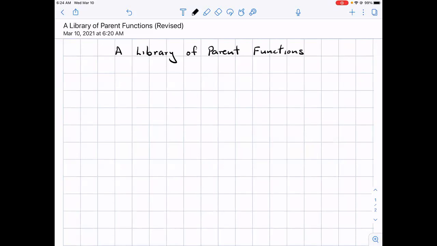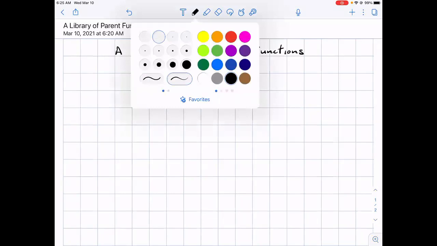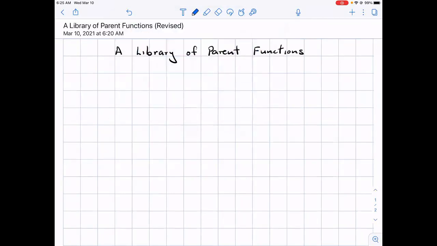We'll start off with the linear function. When we speak of a parent function, we're talking about common graphs. Okay? So let's start off by looking at what we call linear functions.